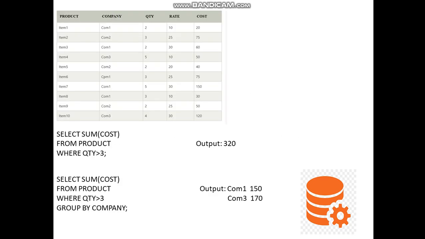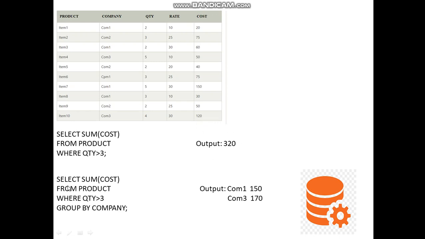For example, see, I have a table and I want to find out sum of the cost, okay, where quantity is greater than 3. So there are certain records where quantity is less than 3, but I want the quantity greater than 3, not equals to 3 also, correct? So 2 and 3 is not going to be considered. So I'll write select sum of cost from product where quantity is greater than 3. So only those records whose quantity is greater than 3, their cost will get added. So here we have quantity 5, so it is 50, plus we have quantity 5 plus 150, plus quantity 4 we have 120, so we'll get the output as 320.